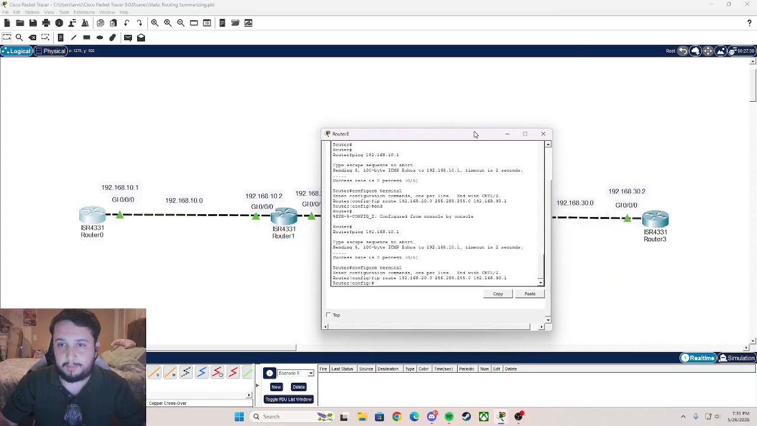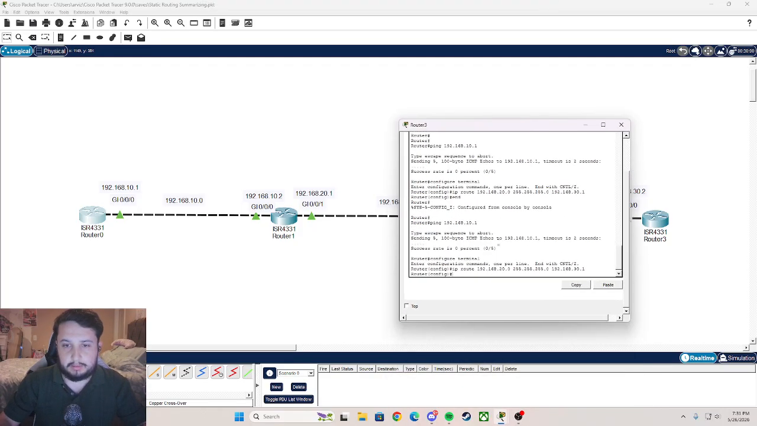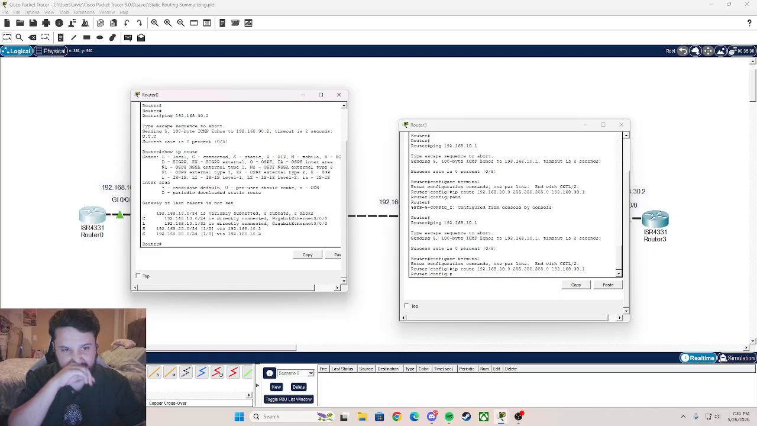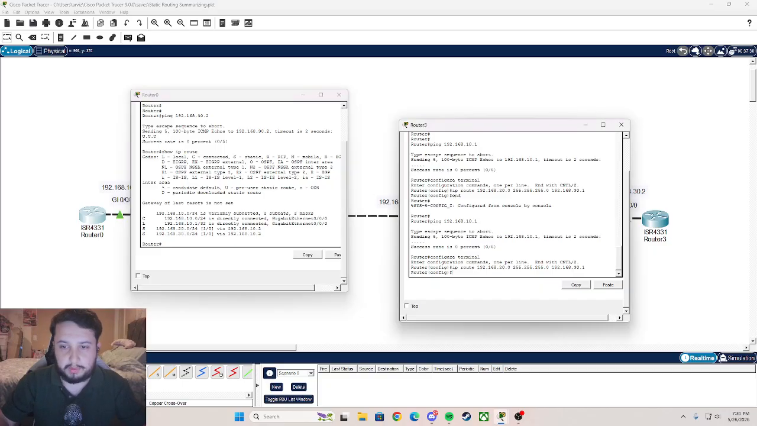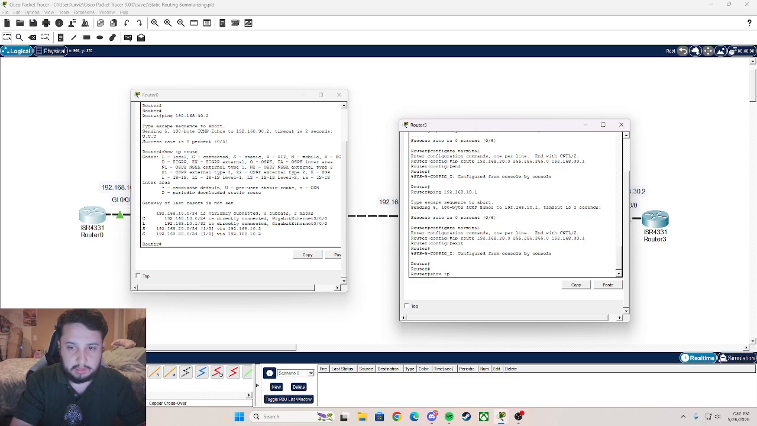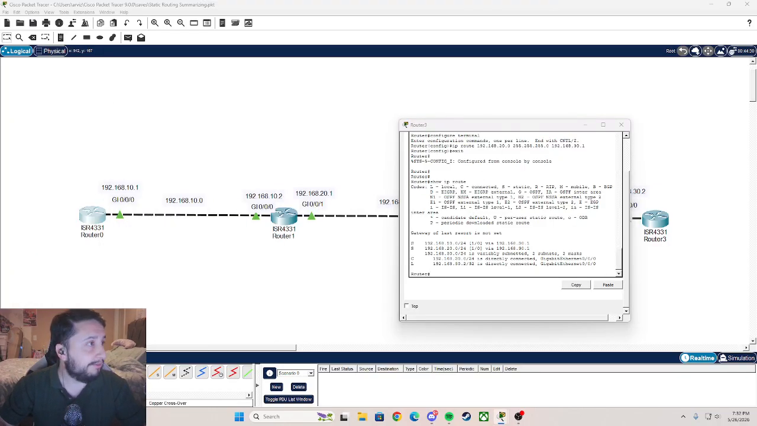Now that my router 3 is communicating with both networks, I'm just going to show the IP routes. So router 0 is communicating with both networks, and this is also communicating with, yes, wonderful. Doing great, guys.